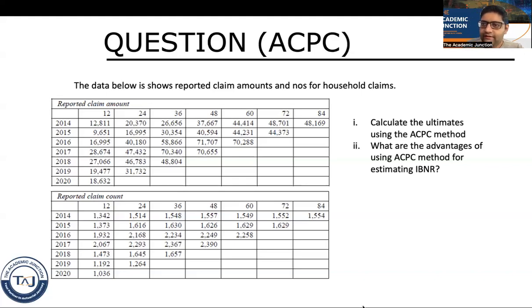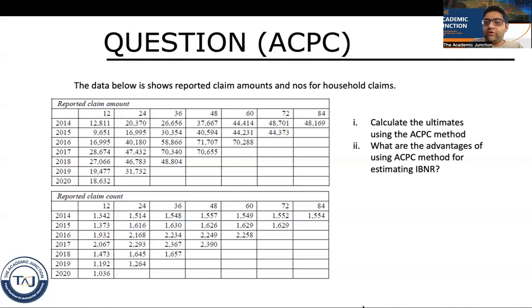Can you tell me what your ultimate claim count for 2016 was? The 2016 ultimate claim count is 32.29. No, claim count, not average. Sorry, claim count. It is 2263.05. Okay, perfect.